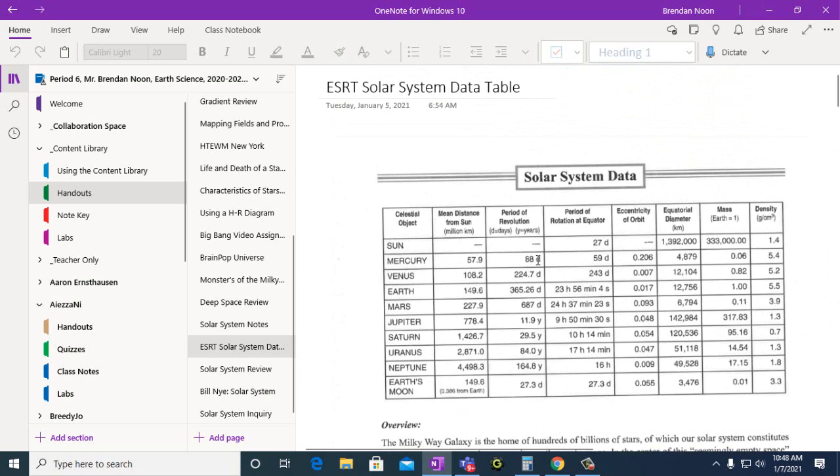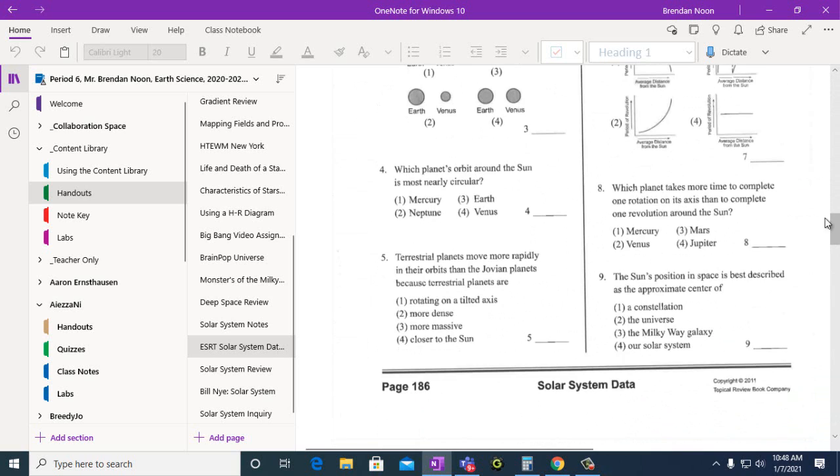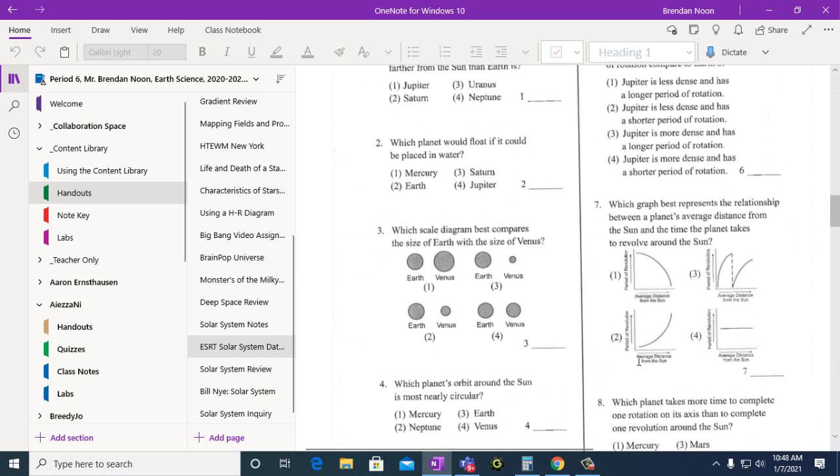So it takes 88 days. But then when you get down here, obviously Earth is 360 days. It gets larger and larger and larger. And then you have 164.8 years for Neptune. Everything just keeps getting larger and larger. So we look at the graphs that were given to us, and only one shows as the average distance from the sun increases, the period of revolution increases.